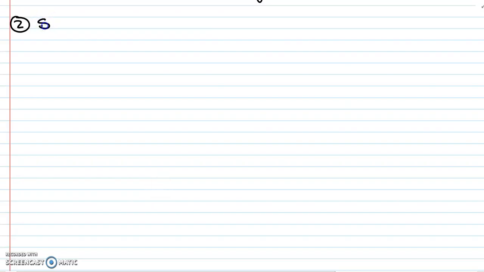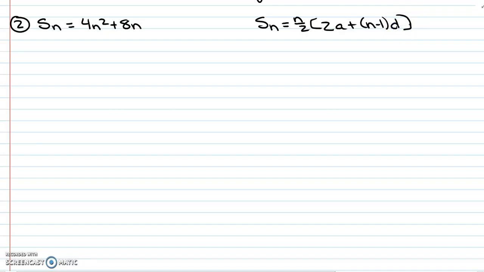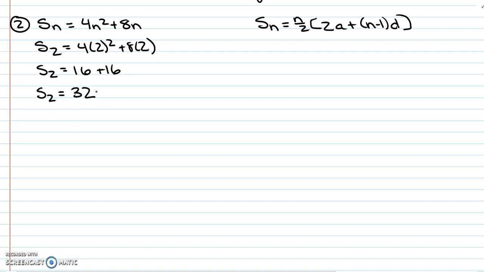we know again that the sum of the n terms is equal to 4n squared plus 8n. We also know that the sum of the n terms is equal to n divided by 2 multiplied by (2a plus (n minus 1)d). So let's focus here on the equation on the left. We're going to plug in the number of terms as 2. So the sum of 2 is equal to 4 times 2 squared plus 8 times 2. We can further simplify this to get 16 plus 16, and one more time to be 32.